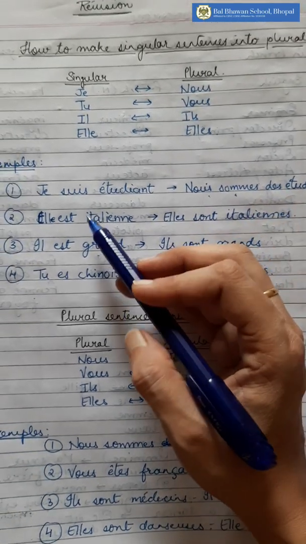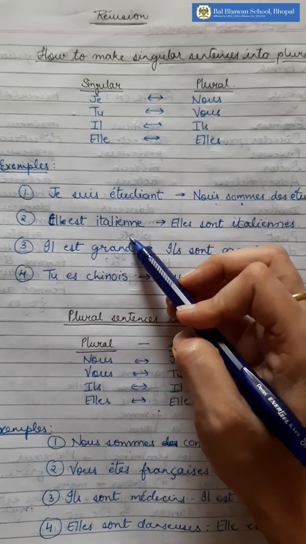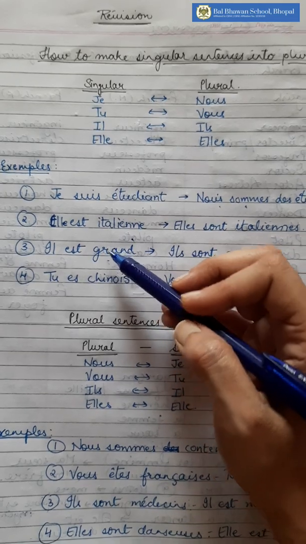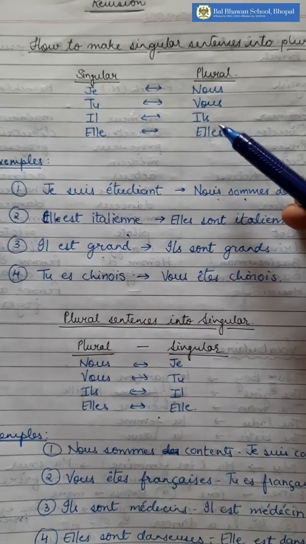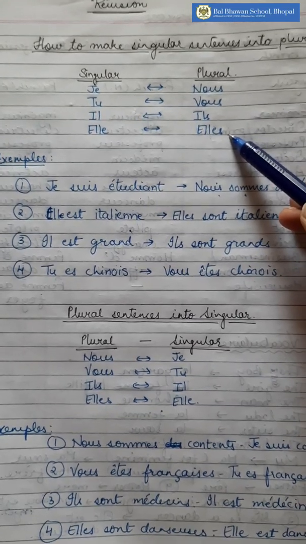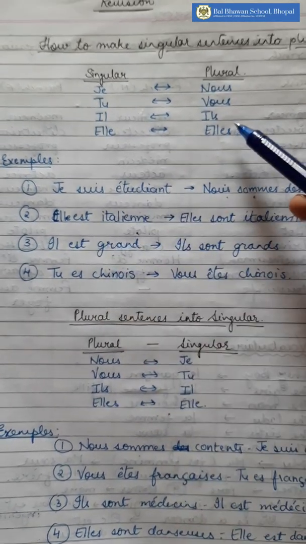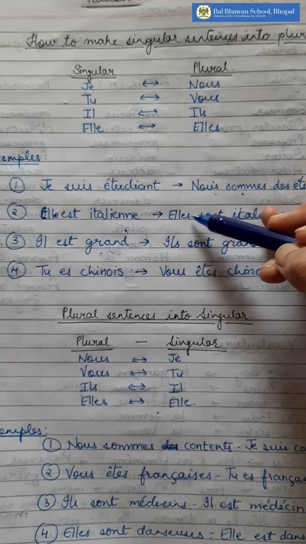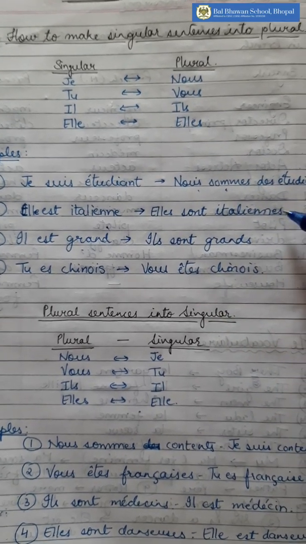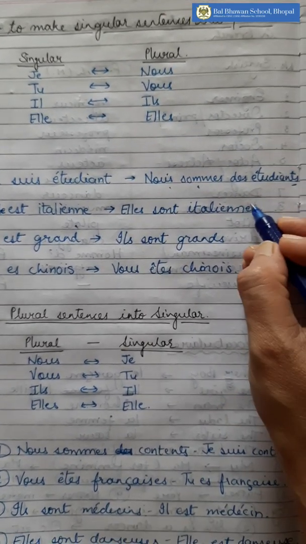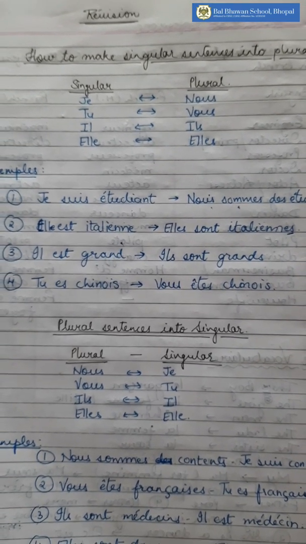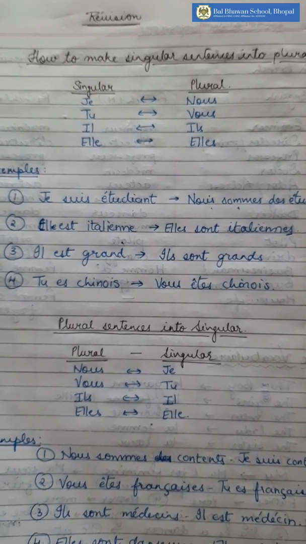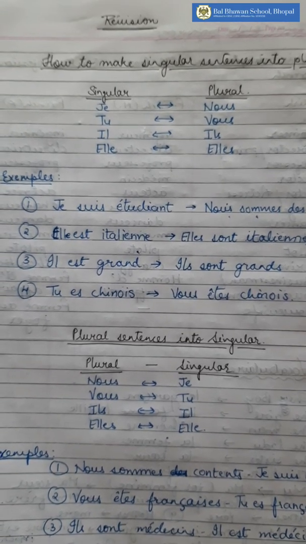Okay, now the next one is elle est italienne, she is Italian. So she is Italian will become they are Italian. Feminine के लिए हम use करते हैं elle. So again elle के साथ यहाँ पे elles sont, so elles sont italiennes, but यहाँ पे हम s लगाएंगे. Okay, whenever we are making the sentences into plural, each and every word will become plural.